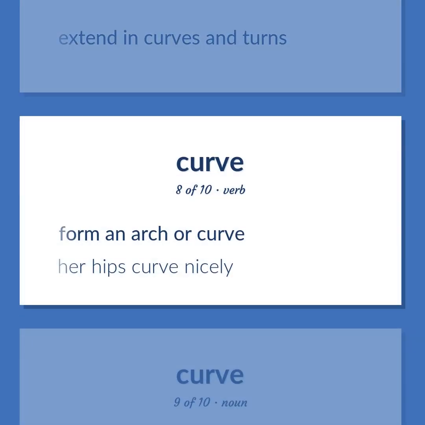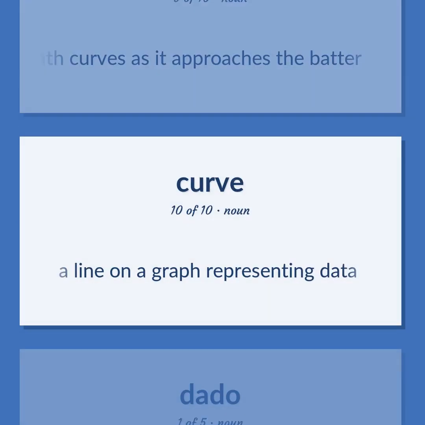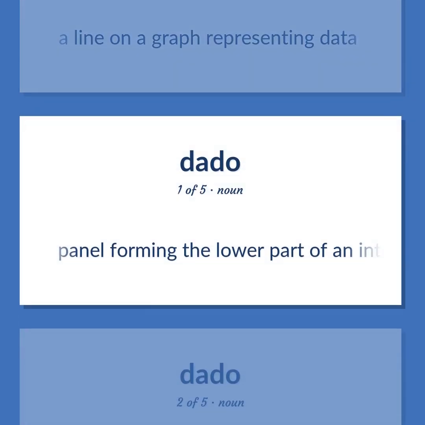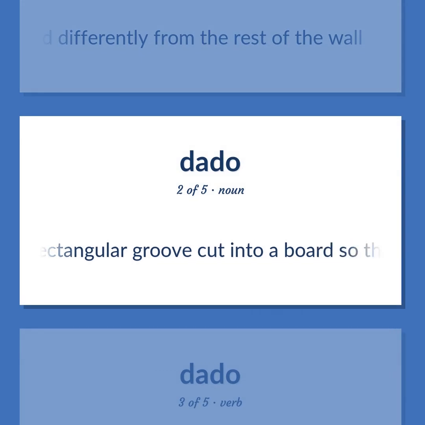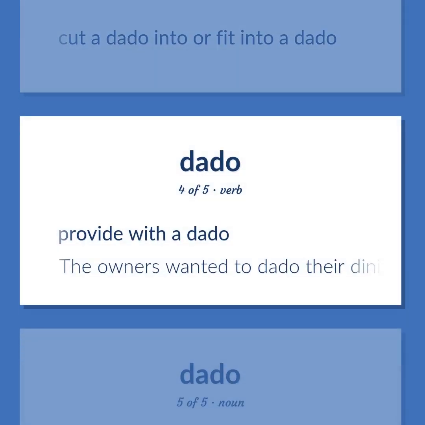Form an arch or curve. Her hips curve nicely. A pitch of a baseball that is thrown with spin so that its path curves as it approaches the batter. A line on a graph representing data. Panel forming the lower part of an interior wall when it is finished differently from the rest of the wall. A rectangular groove cut into a board so that another piece can fit into it. Cut a dado into or fit into a dado. Provide with a dado. The owners wanted to dado their dining room.